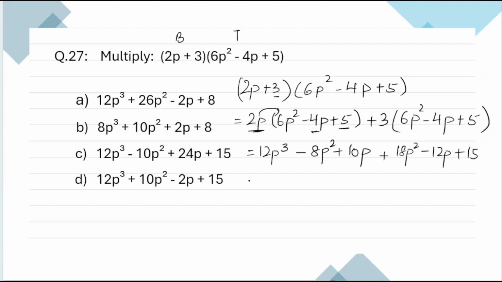I can see few like terms over there. Do we have p cube term? No, it's the only one. What about this p square? I have negative 8p square and plus 18p square. 18 minus 8 is 10p square. 10p and negative 12p will give me negative 2p. And then do we have any other constant term? No. So this 15 stays the same. So where is my answer? Option B is my correct answer to this multiplication of two polynomials.